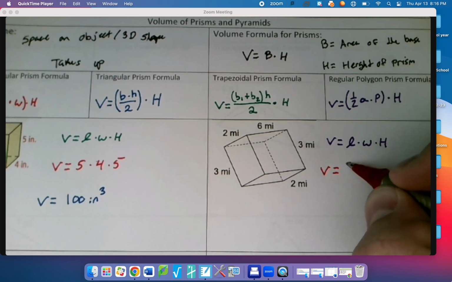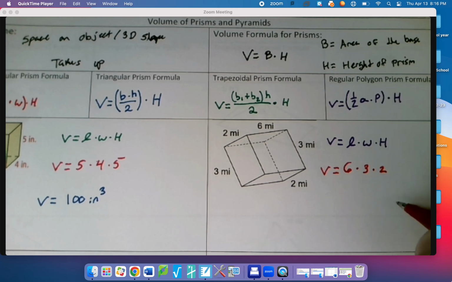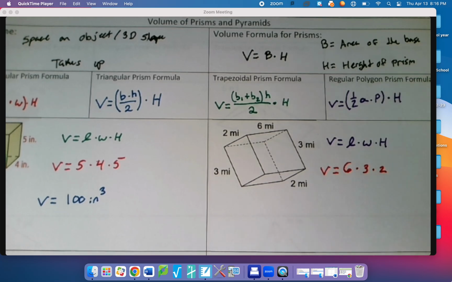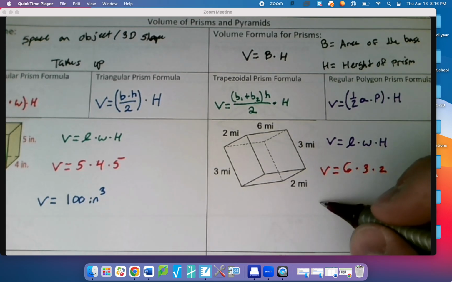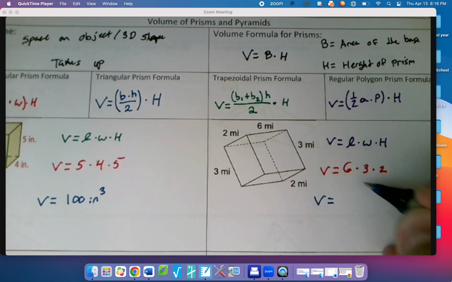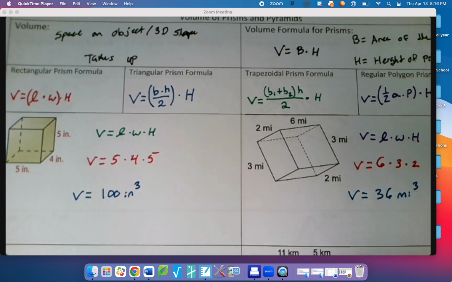In this case, the length I'm going to call 6. The width I'm going to call 3. The height I'm going to say is 2. So 6 times 3 is 18. 18 times 2 gets you 36 miles cubed worth of volume. And that's our rectangular prisms.